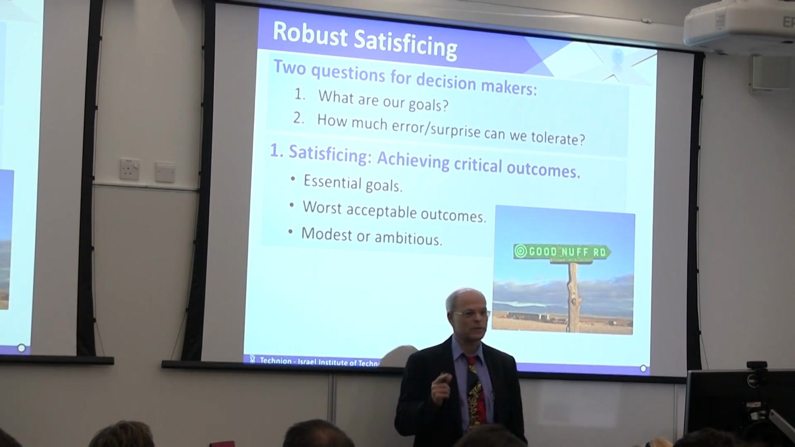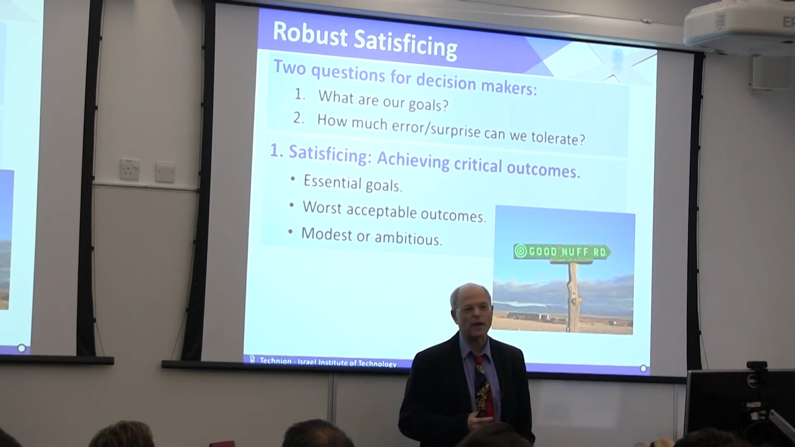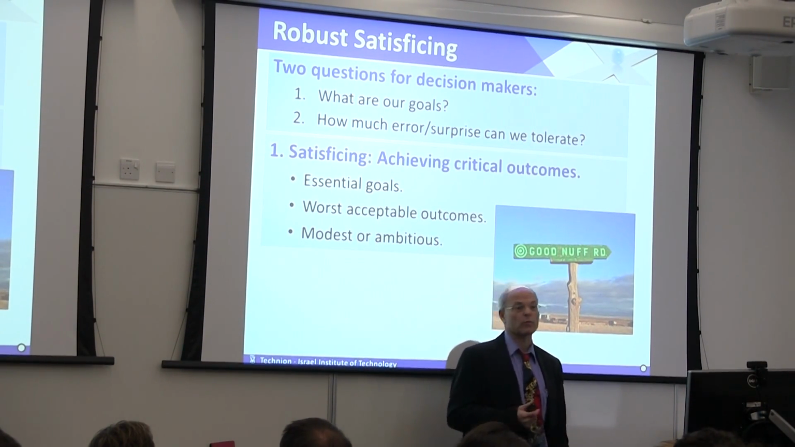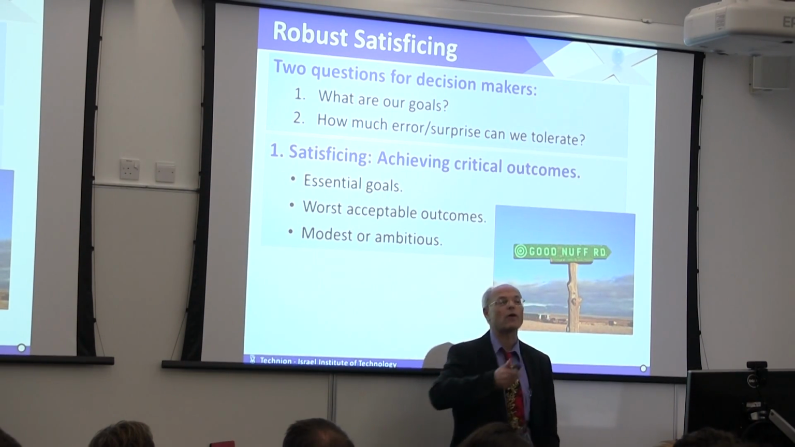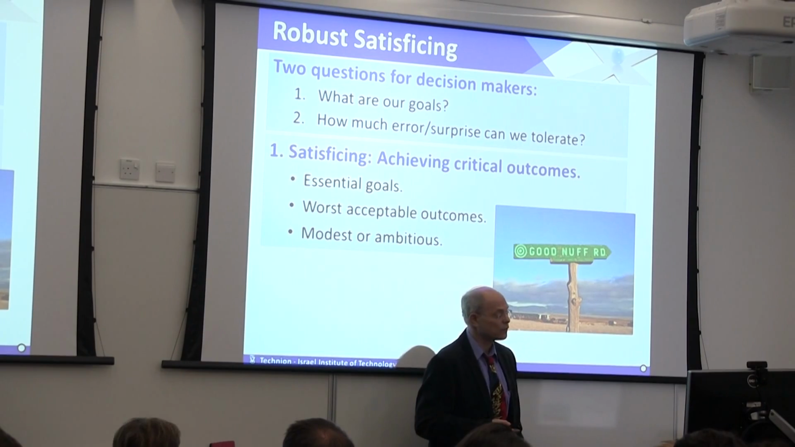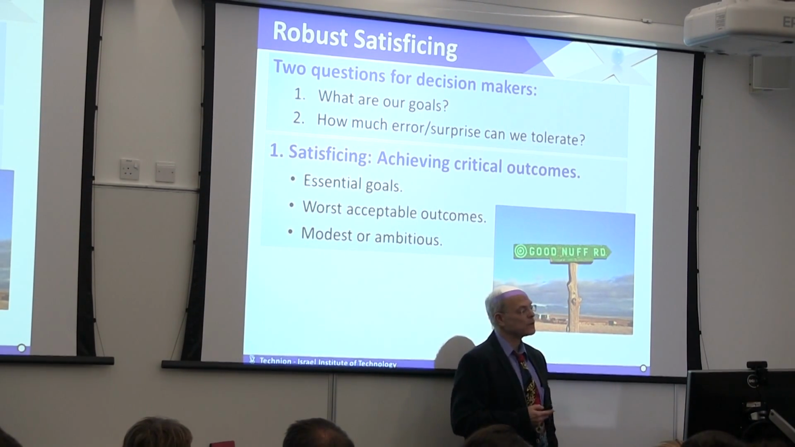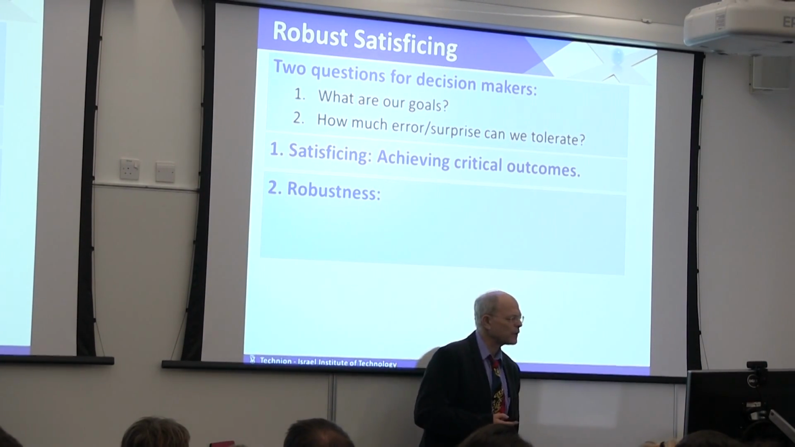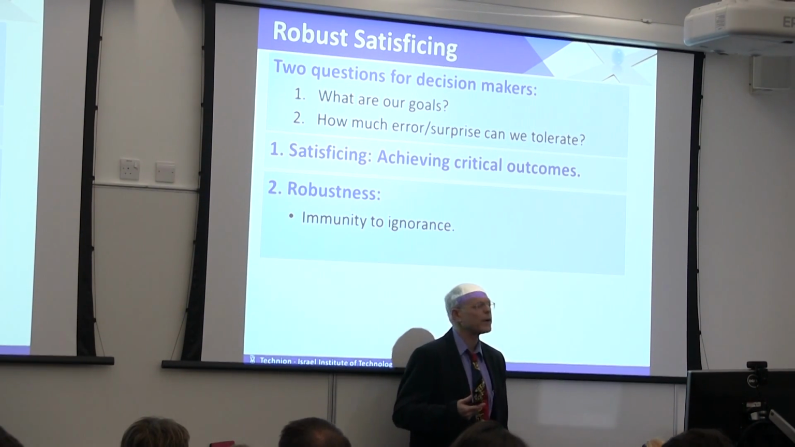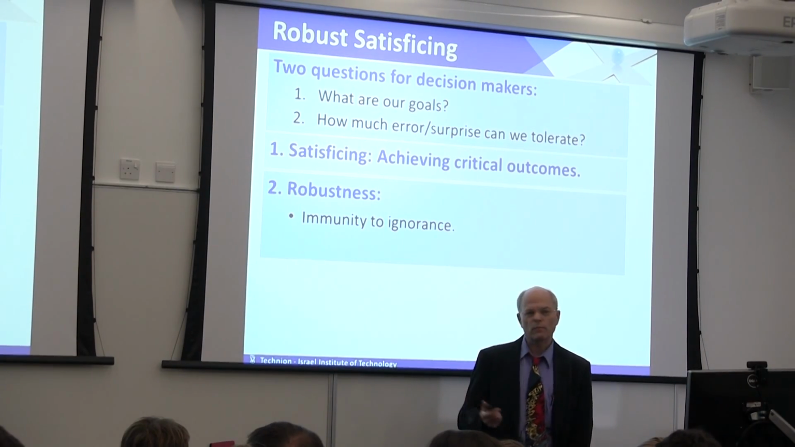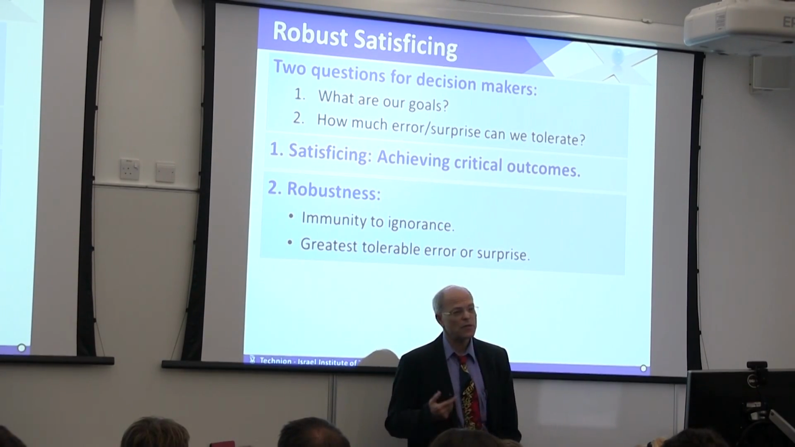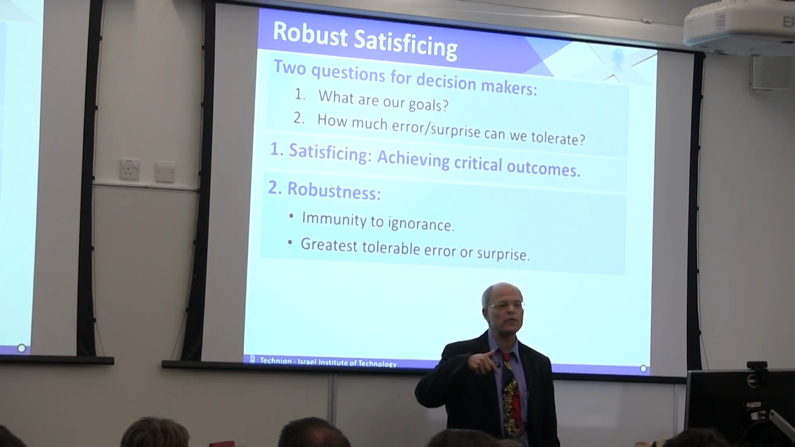One of the important points that we will see subsequently in the example, however, is that as you become more demanding in your goals, you become more vulnerable to surprise, and it's the quantification of that trade-off that helps one prioritize decisions. So the first question that one has to address in robust satisficing is, what are the goals? The second question is the issue of robustness. I will elaborate on what I mean by robustness, but roughly, it's an English word. Immunity to our ignorance.